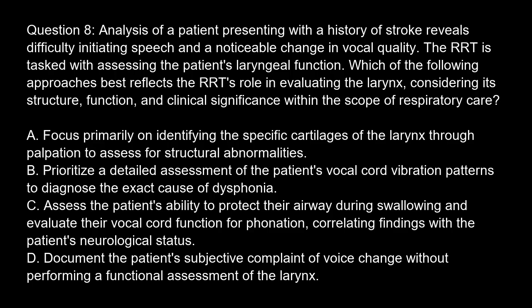Option A. Focus primarily on identifying the specific cartilages of the larynx through palpation to assess for structural abnormalities. Option B. Prioritize a detailed assessment of the patient's vocal cord vibration patterns to diagnose the exact cause of dysphonia. Option C. Assess the patient's ability to protect their airway during swallowing and evaluate their vocal cord function for phonation, correlating findings with the patient's neurological status. Option D. Document the patient's subjective complaint of voice change without performing a functional assessment of the larynx.